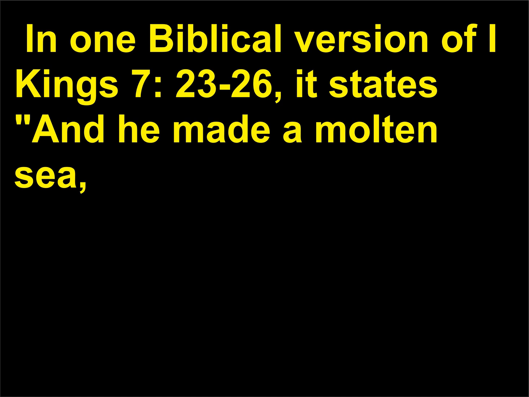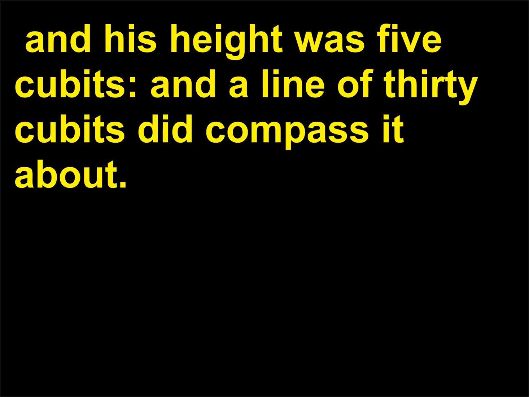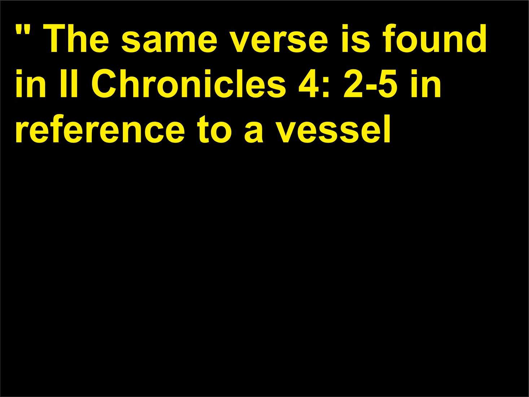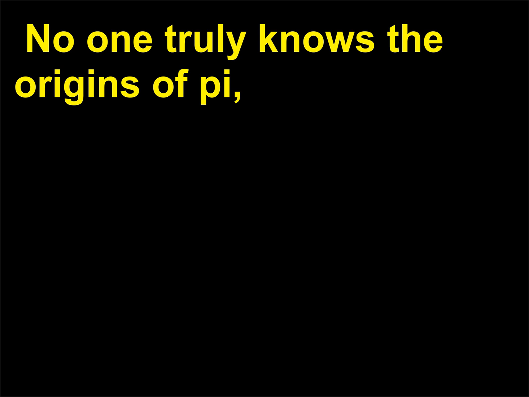In one biblical version of I Kings 7:23-26, it states, "And he made a molten sea, 10 cubits from the one brim to the other, it was round all about. And his height was 5 cubits, and a line of 30 cubits did compass it about." The same verse is found in 2 Chronicles 4:2-5 in reference to a vessel made in the Temple of Solomon, which was built around 950 BCE. No one truly knows the origins of pi.